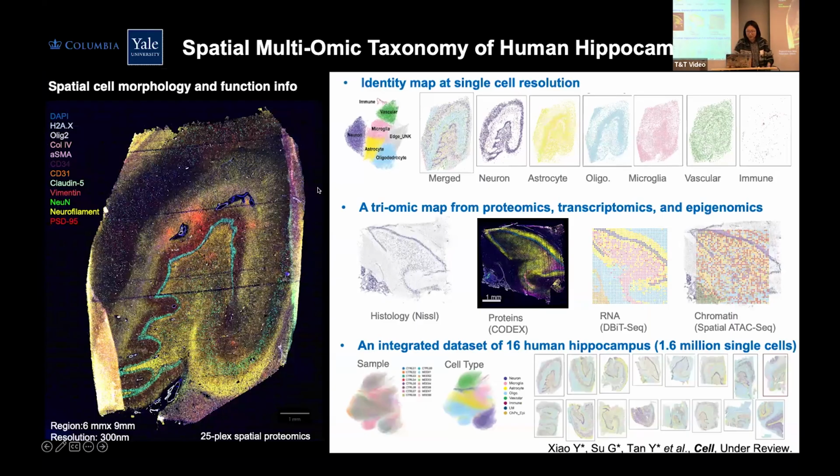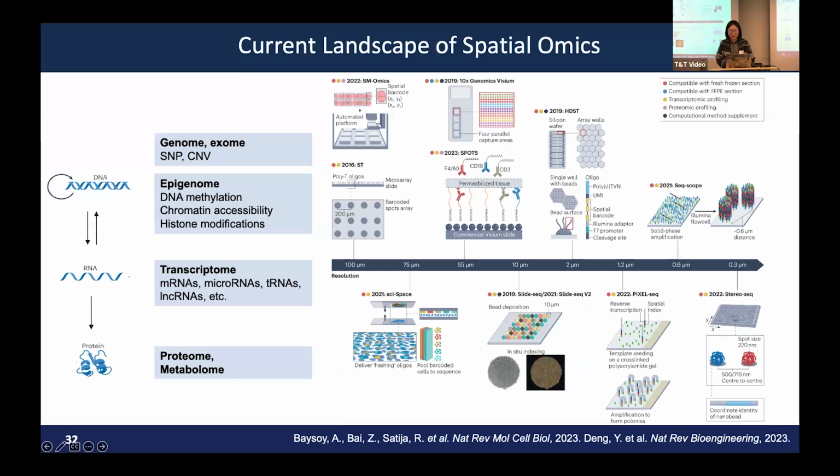And together we have collected 16 human brains for hippocampus, and we created multiple atlases for RNA, for protein, and also for spatial epigenome. And we're providing this as a resource to the field as part of the Human Brain Initiative project of the NIH. And I do envision that spatial biology is opening up a lot of opportunities in the brain and in other tissues in general as well.